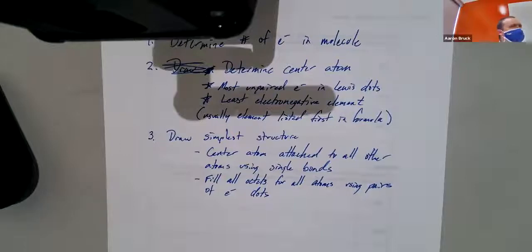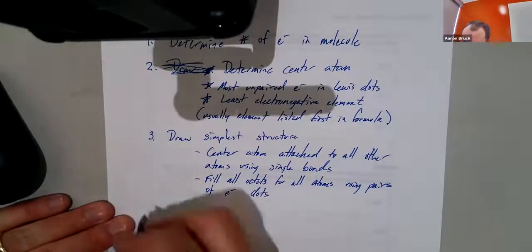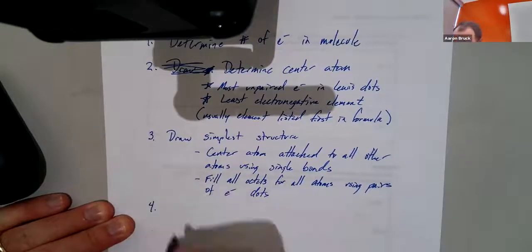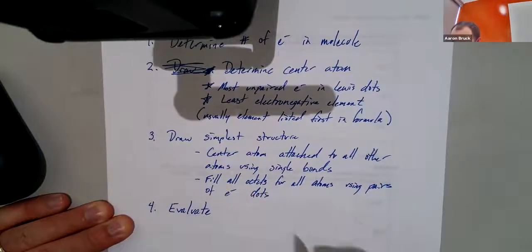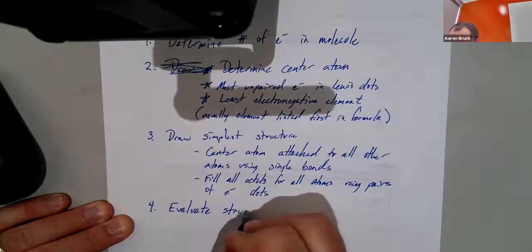So a bond counts as 2 electrons. And so what I do, I count up all the bonds that a given atom is making, and however many electrons that is, I add dots until that number is 8. The last step is to evaluate.